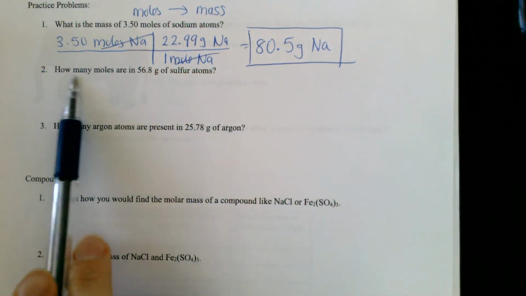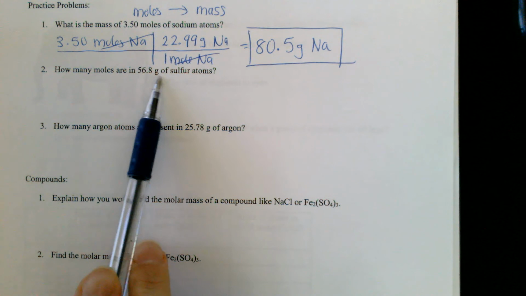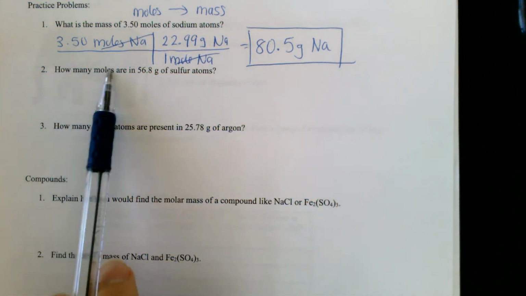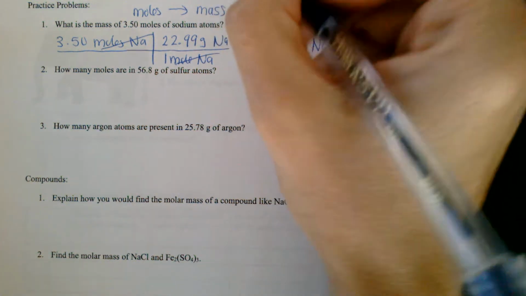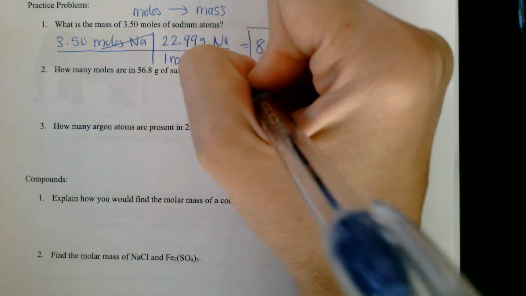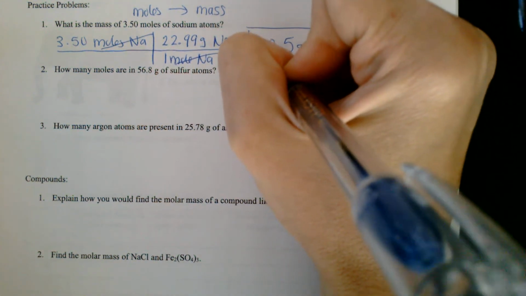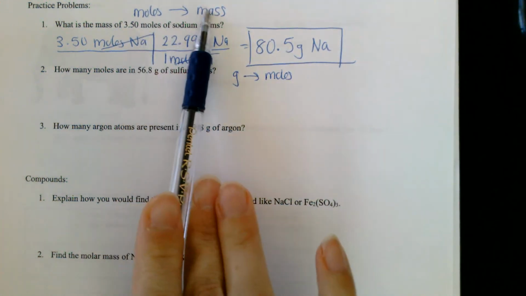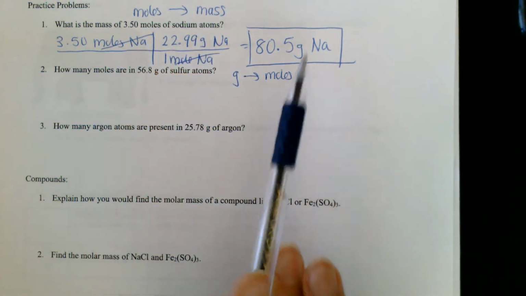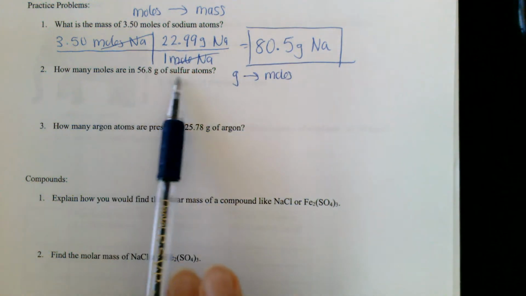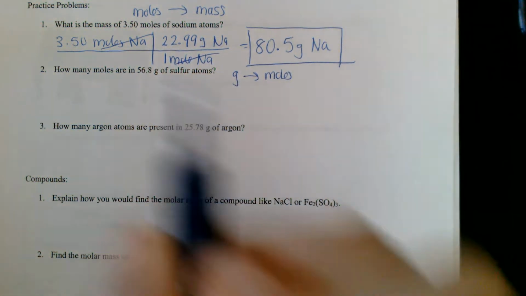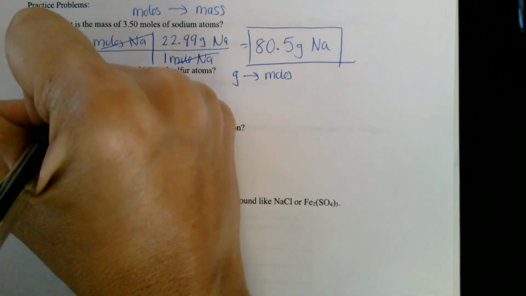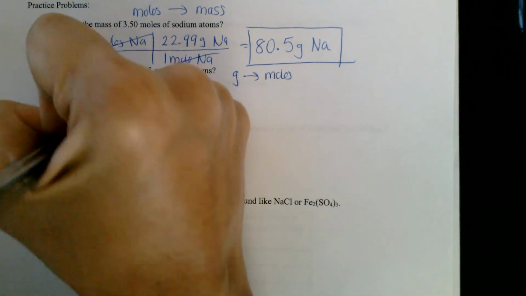Next, how many moles are in 56.8 grams of sulfur atoms? Now they're asking us to go from grams to moles. It's a similar thing to what we had here, moles and mass, and now we're going mass to moles. So again, we should use our molar mass because it relates our grams and moles. So we have 56.8 grams of sulfur.